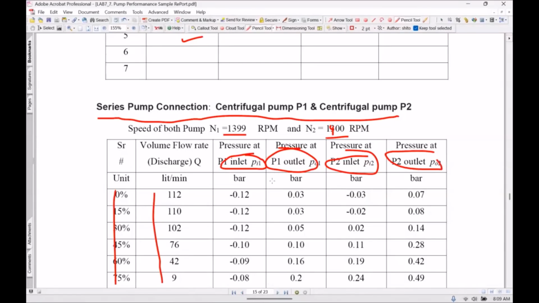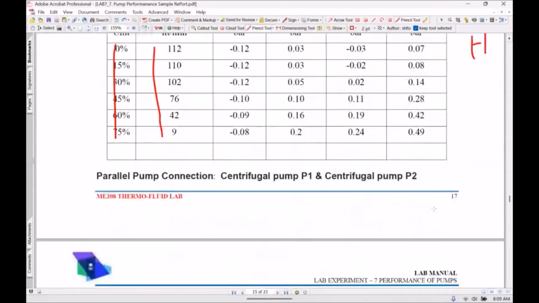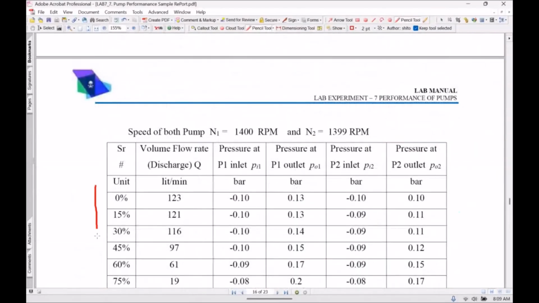So this is the only observation. We are not going to measure speed, RPM, torque, anything. Here we are not going to find the performance. We are only finding H, the head, the pressure head. The same goes for parallel. So this is the valve position, discharge, and pressure at P1 inlet, pressure at P1 outlet, which is the inlet for pump 2, and pressure at pump 2 outlet. So we need to record all four pressures.